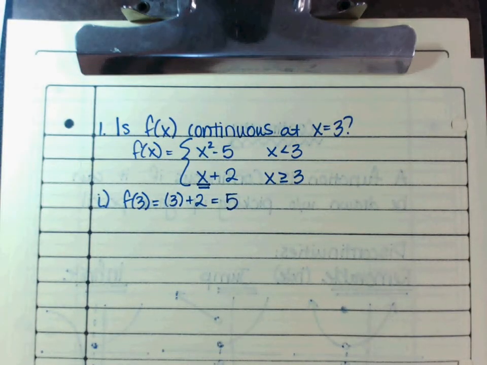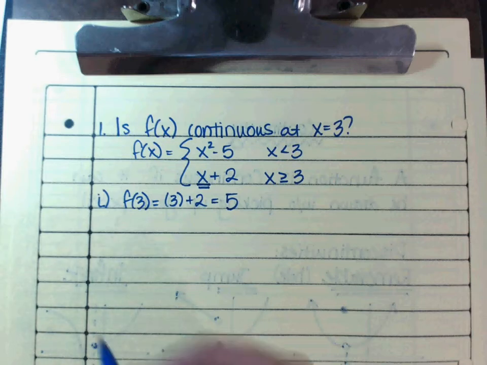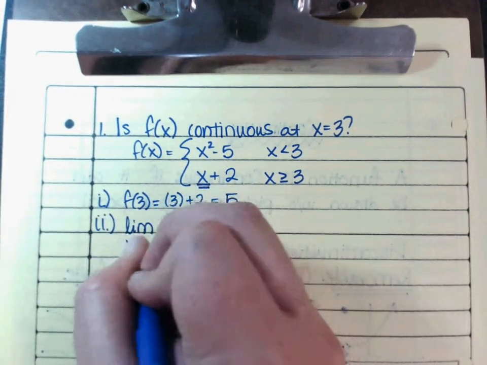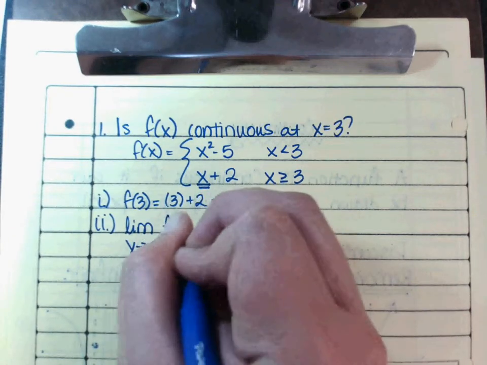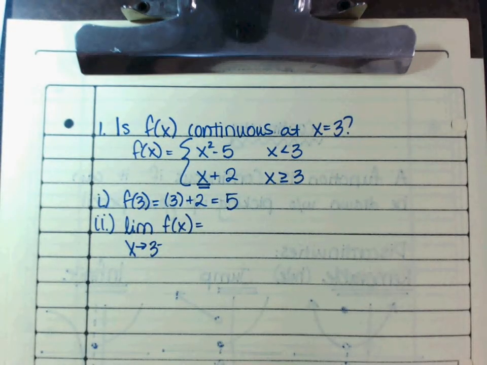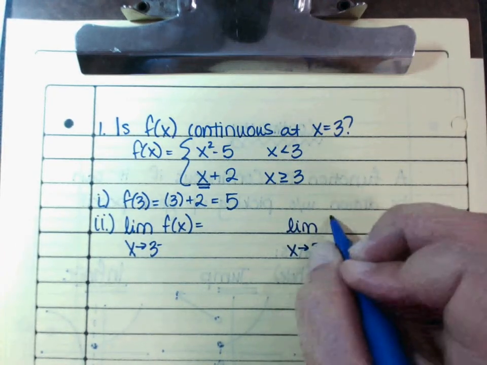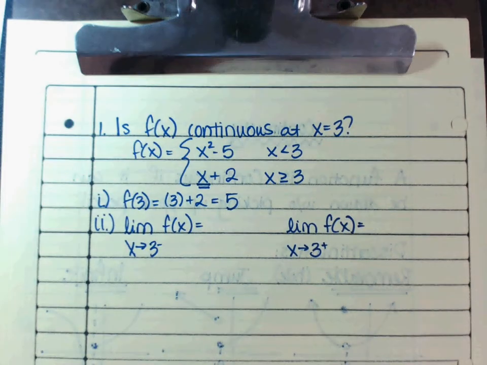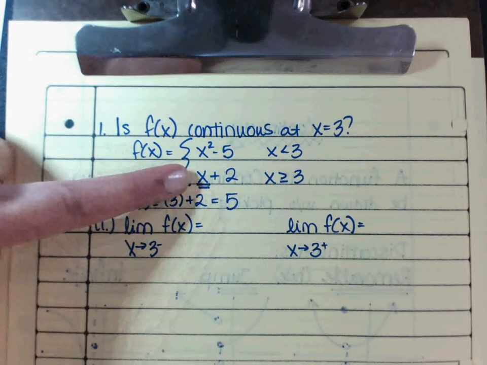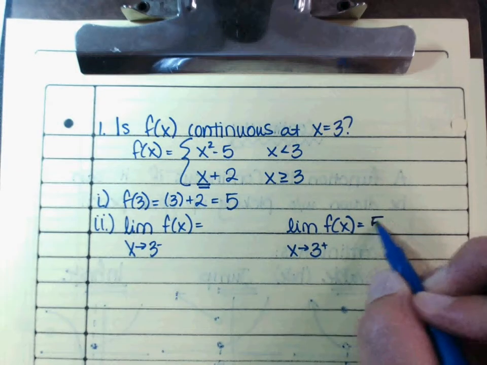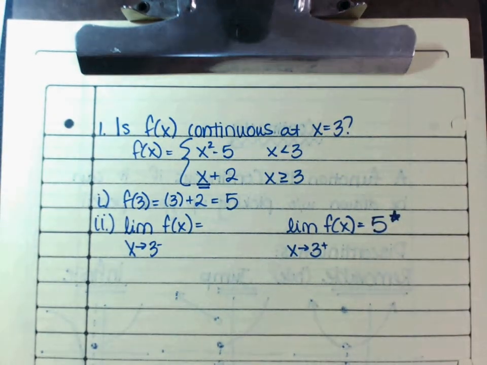Step 2. What do I have to check next? The limits. Good. So I'm going to find the limit as x approaches 3 from the left. I'm going to find that number. And then I'm going to find the limit as x approaches 3 from the right. This is what we did yesterday. Now, I already plugged into the bottom and I got 5. Is that the left side or the right side limit? Right. So I'm just going to copy my 5, because I already found that. That was the bottom part.